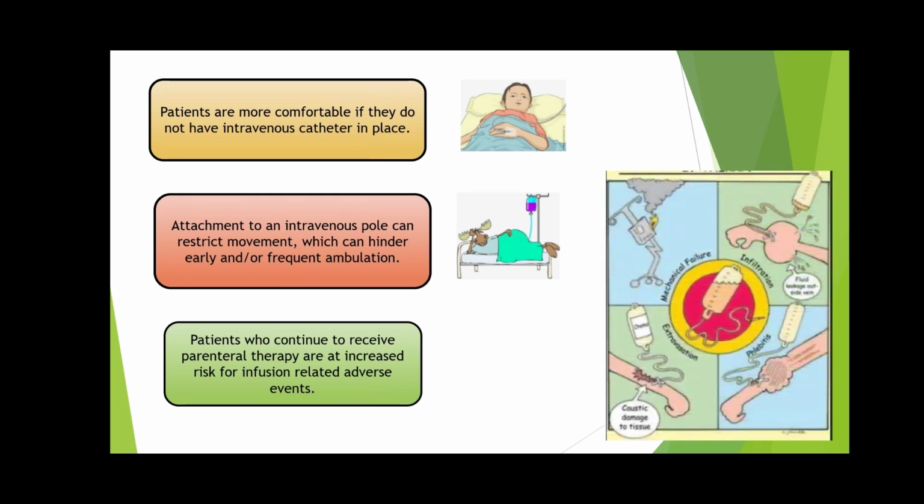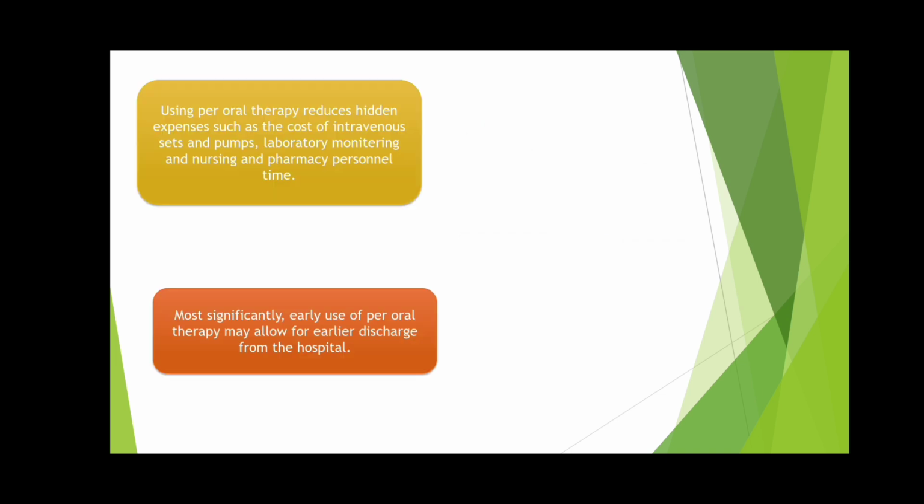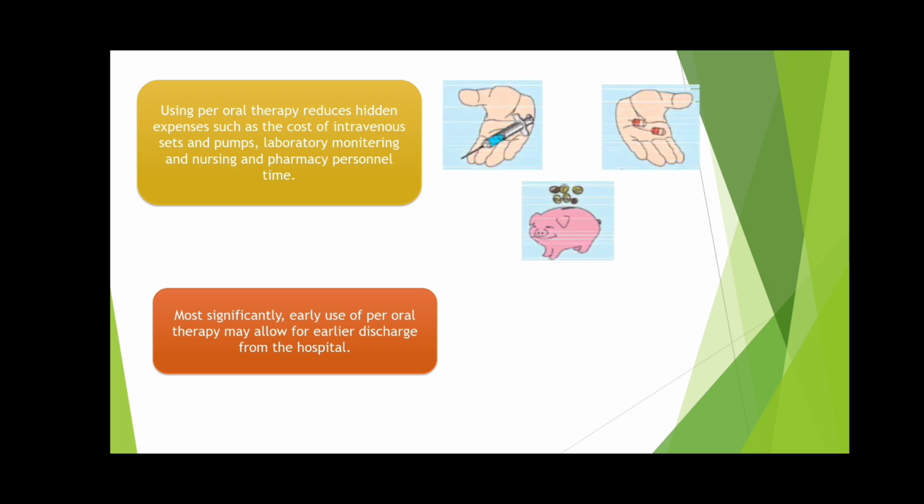Moreover, patients who continue to receive parenteral therapy are at increased risk of infusion related adverse events. In addition, the presence of an intravenous catheter may provide a portal for fungal and bacterial growth. So, for these secondary infections, it can lead to additional antibiotic therapy also. Using oral therapy also reduces the hidden cost, such as cost of intravenous sets and pumps, laboratory monitoring, and nursing and pharmacy personnel time.